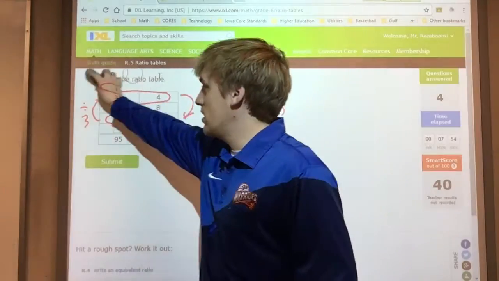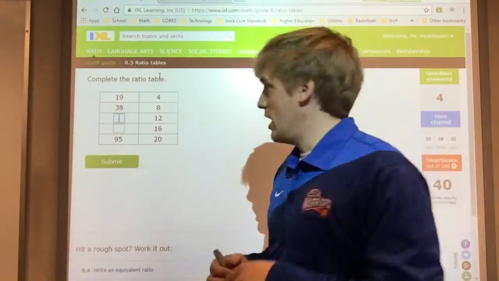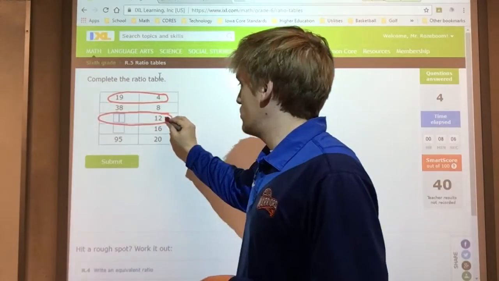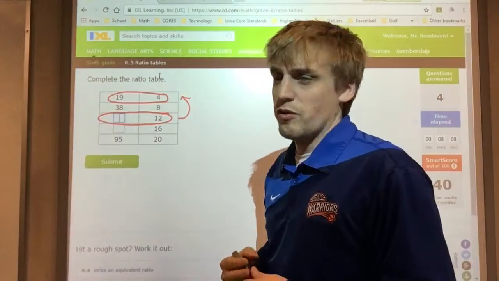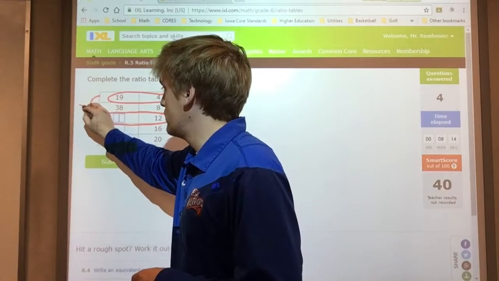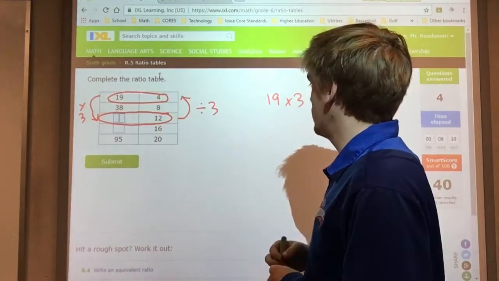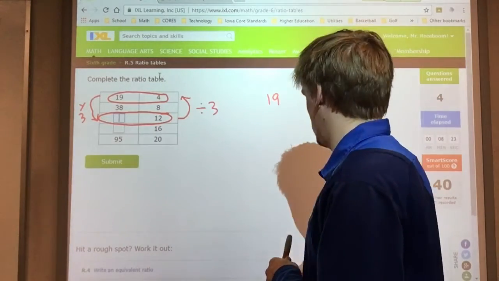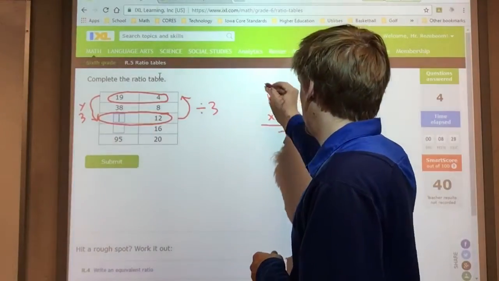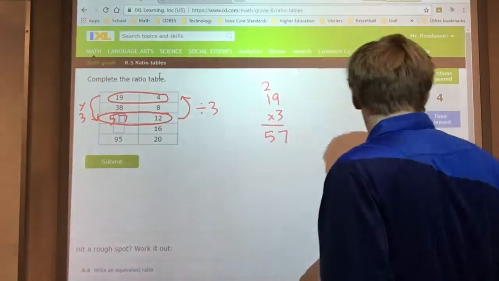Okay? Eventually on IXL, you're going to get to some bigger numbers, and you're going to have to find more than one spot. So I always, again, use the smallest one to figure out the ones that I need. So 12 divided by what gives me 4? 12 divided by 3. So I'm going to take 19 times 3. If you don't know that, you're going to have to work it out. So 19 times 3 is 57. So this is 57. So I'm going to type that in behind there.